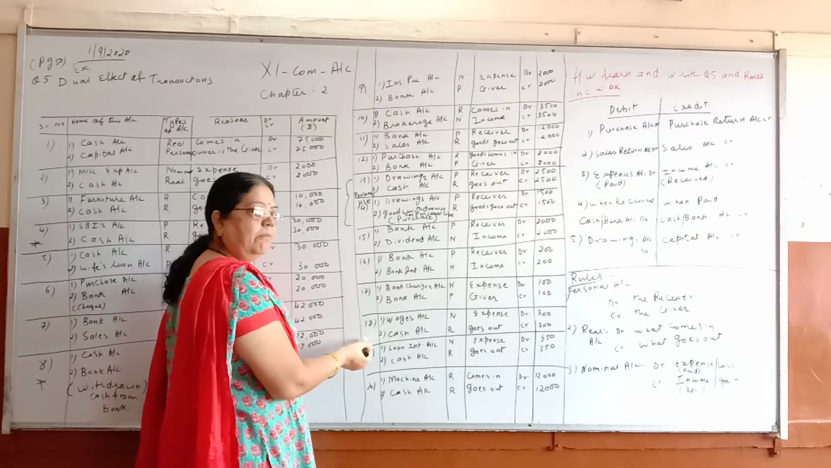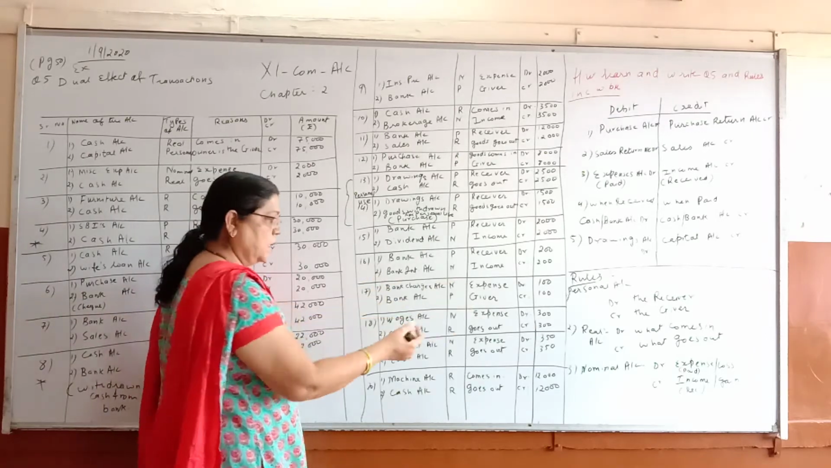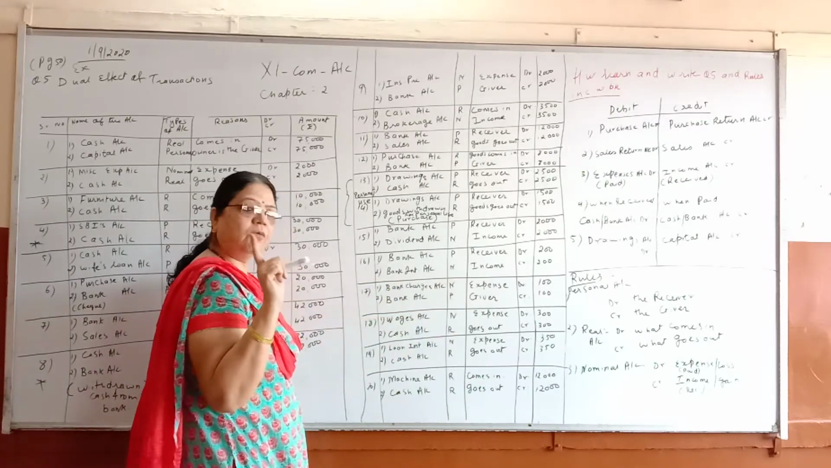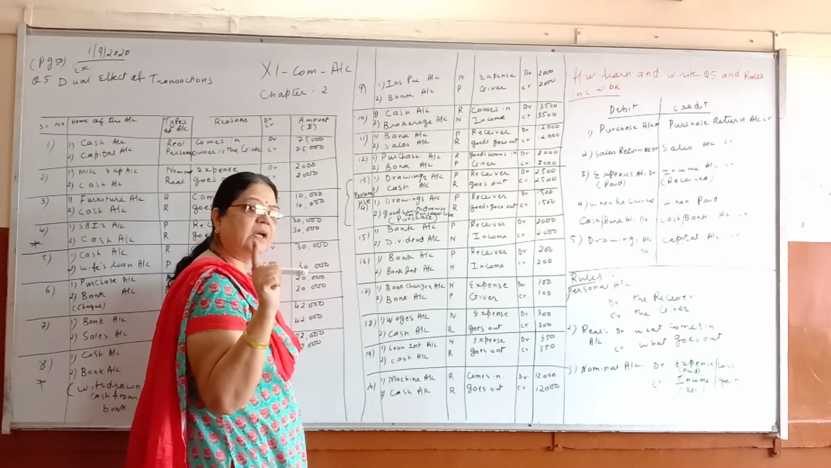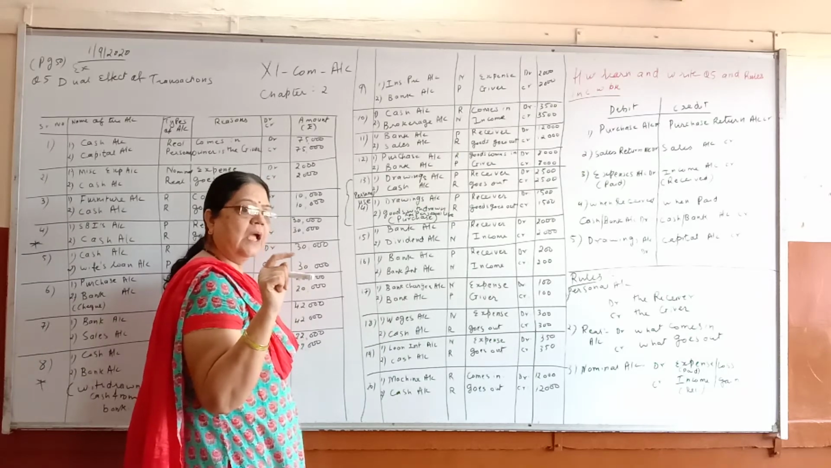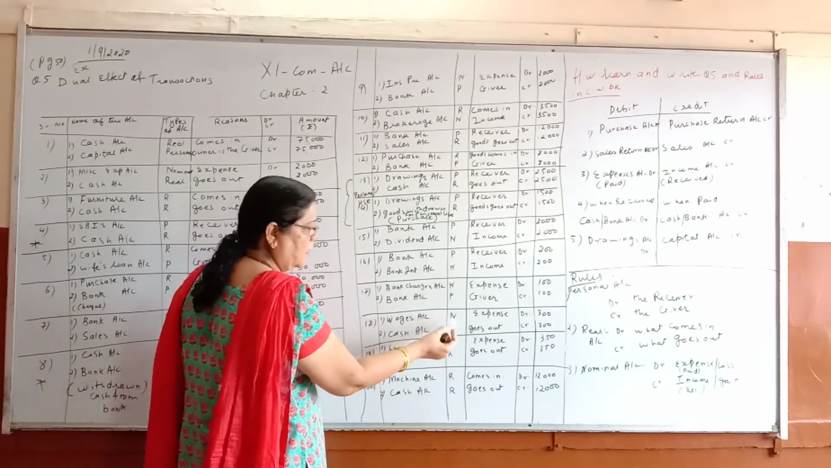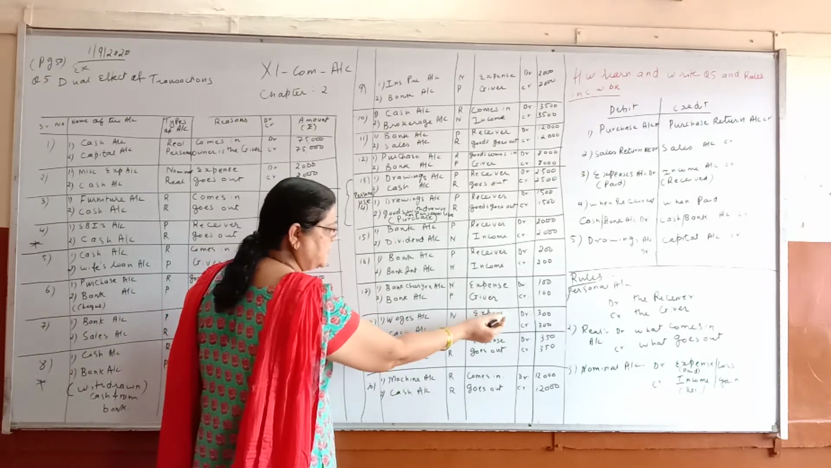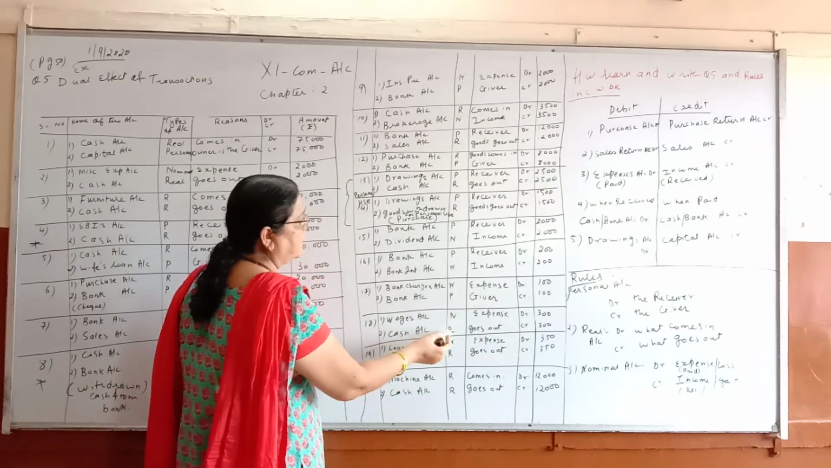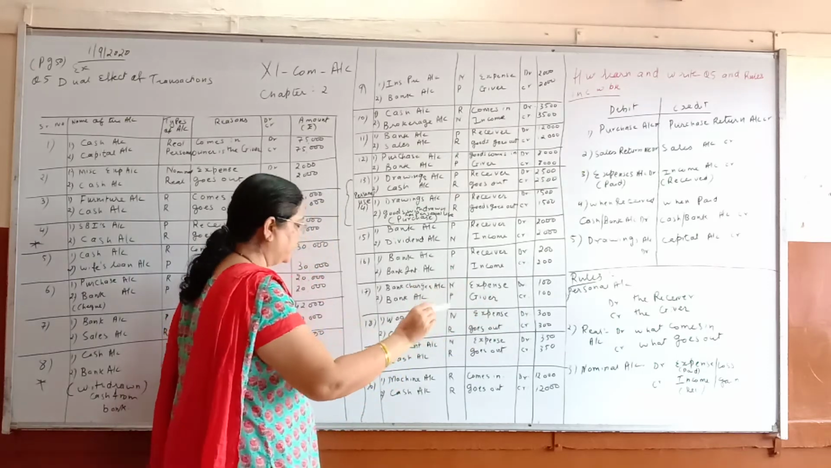Here these are simple: paid wages. So what type of transaction? Cash. So one account will be cash. And why are you paying cash? For wages. So wages account, nominal, expense, debit. Cash, real, goes out, credit.